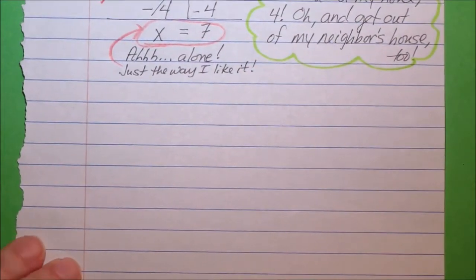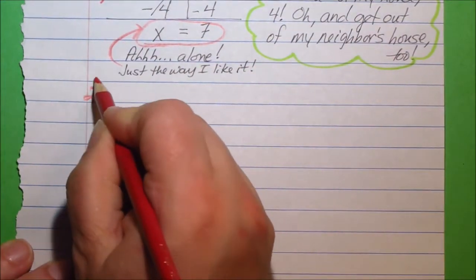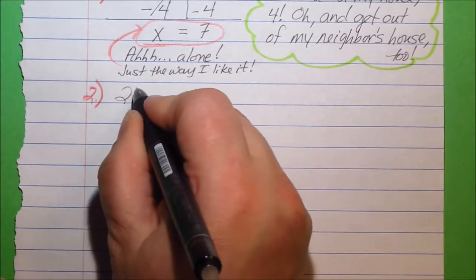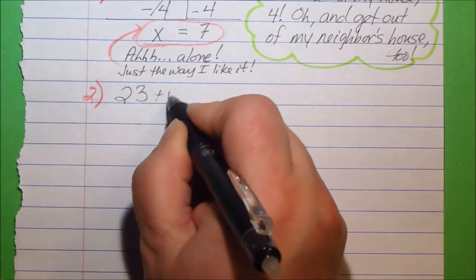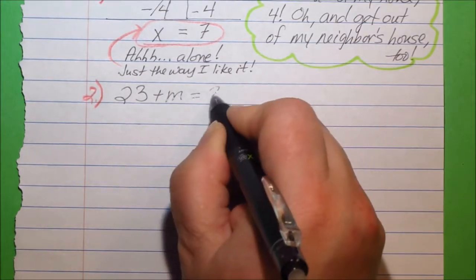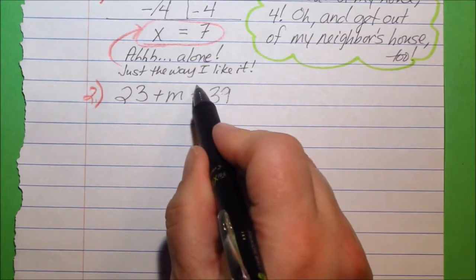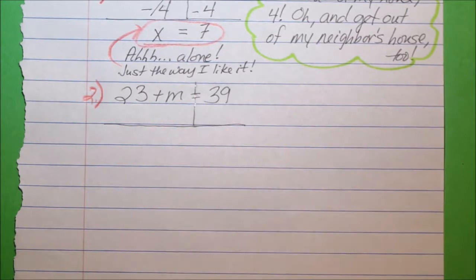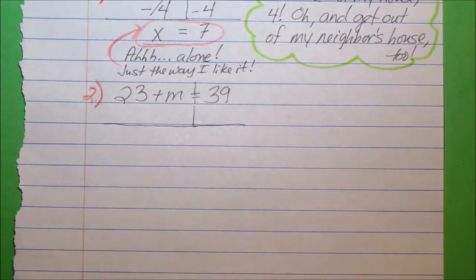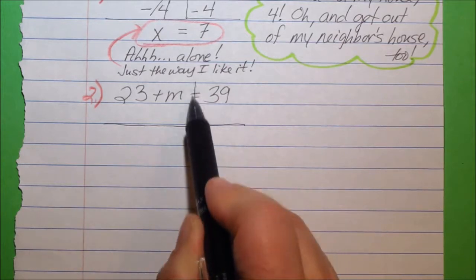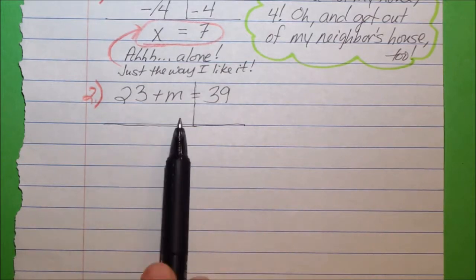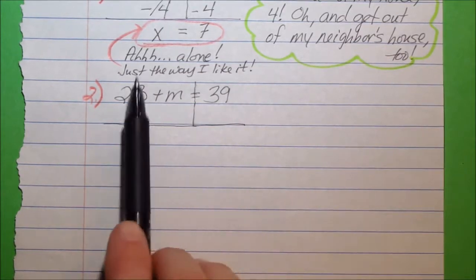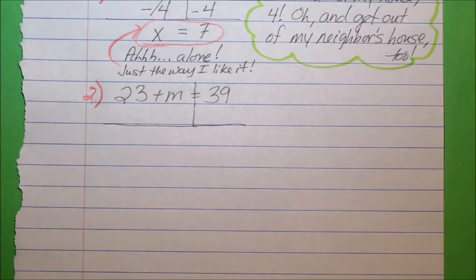All right, so number 2. The problem is 23 plus m equals 39. Okay, well, let's build our fence. Good fences make good neighbors. Okay, and yes, you are to do this exactly the way I'm showing you with this little t-bar down straight through the equal sign so we can see this is an expression on this side, this is an expression on this side, and we must at all times keep the two in balance, equal.